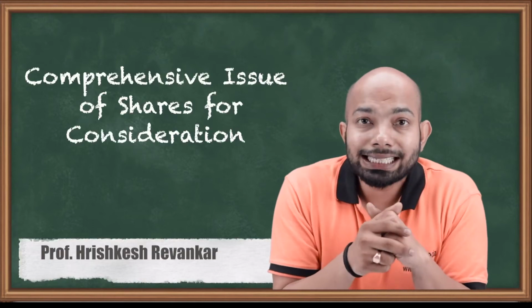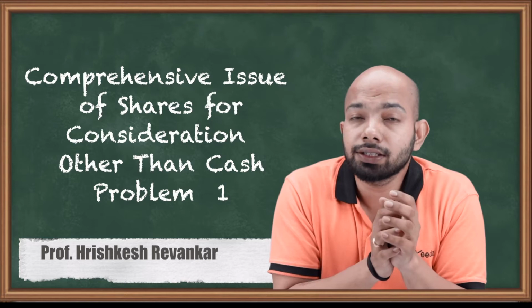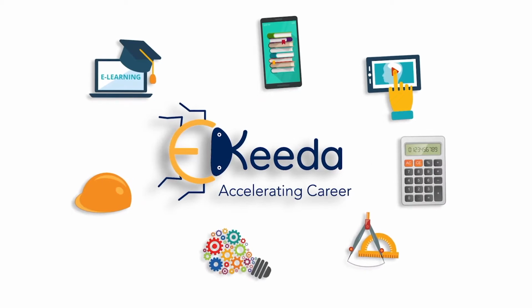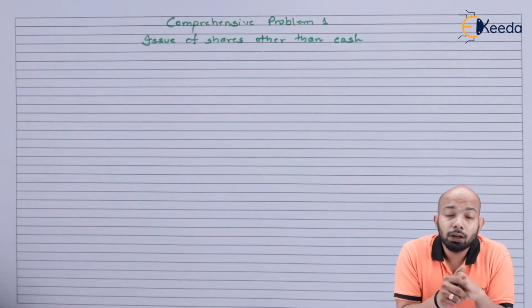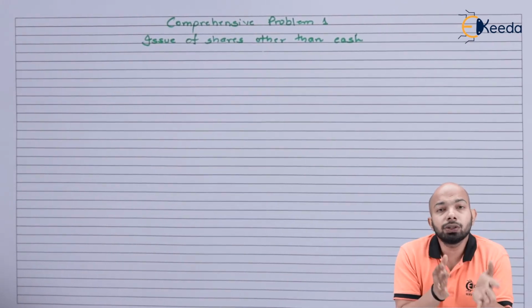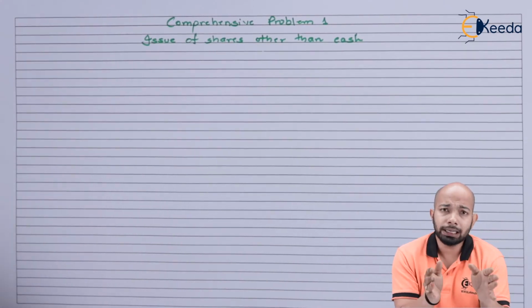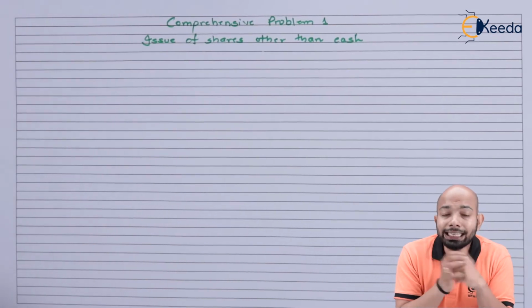Hello friends, we'll be discussing an illustration which will be referred to the concept of issue of shares for consideration other than cash. Now the concept of issue of shares for consideration other than cash refers to a case whereby the company issuing shares doesn't receive any kind of cash consideration, but yes, it receives something other than cash, which is consideration in kind.